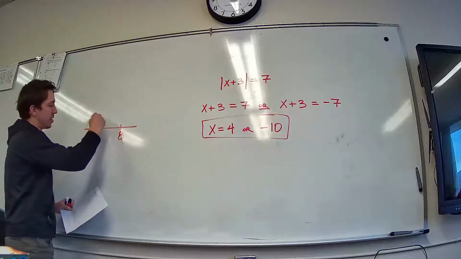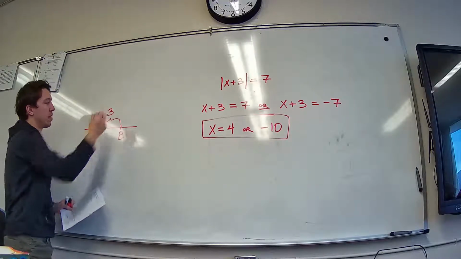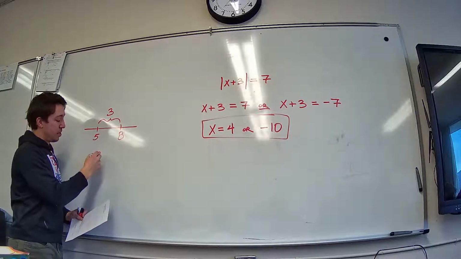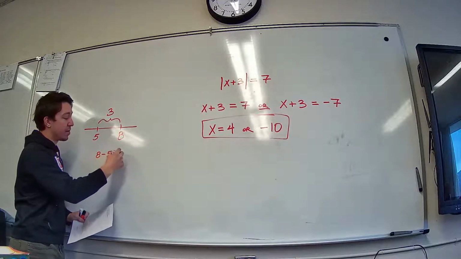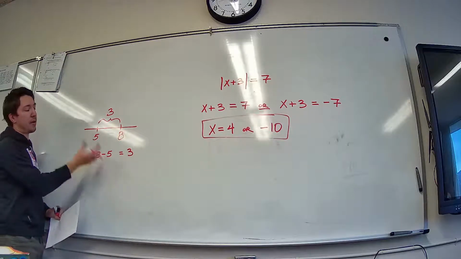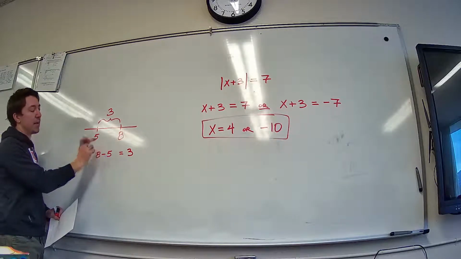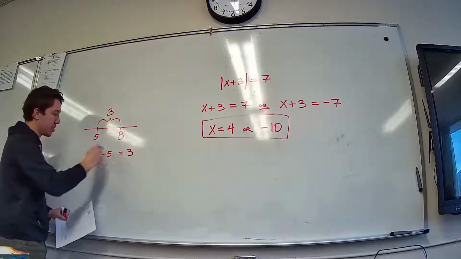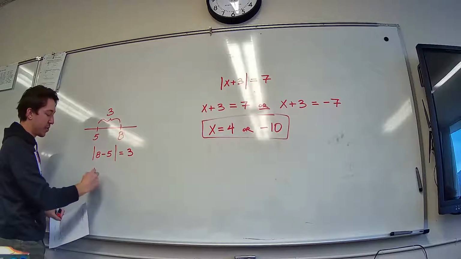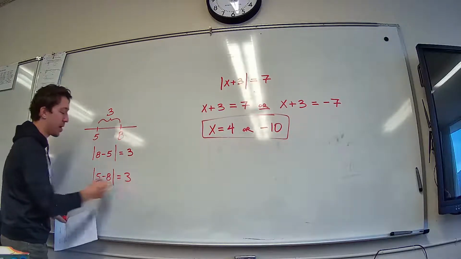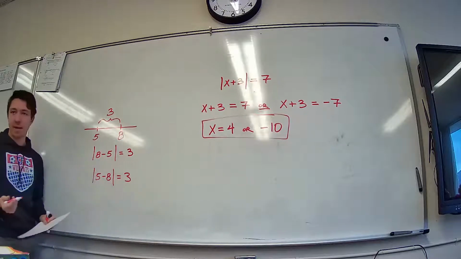What mathematical operation tells us about the distance between two numbers? Subtraction, right? Now this distance is 3, and I could have written 8 minus 5 equals 3. So what does this have to do with absolute values? What if I wanted to have those numbers in any order? I could use absolute values, and then write 5 minus 8, absolute value is 3, or 8 minus 5, absolute value is 3.